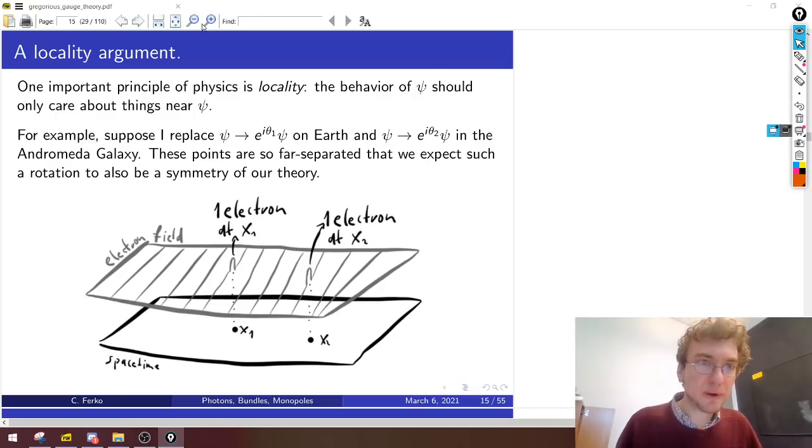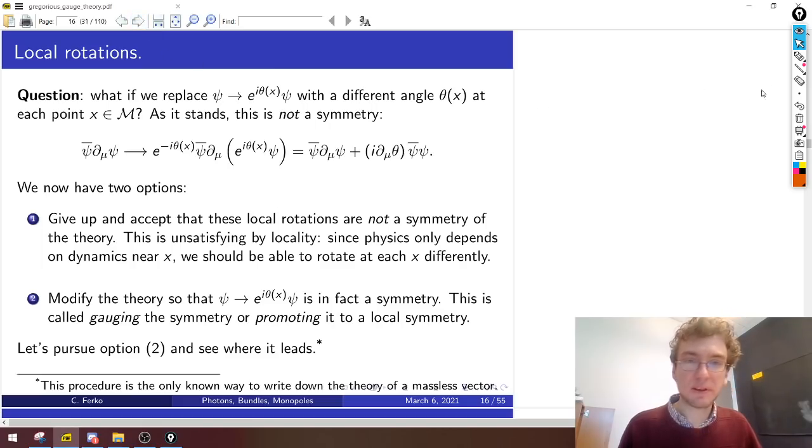So you could ask, where does this break down? What happens if we try to push this and instead replace psi by e to the i theta of x psi? So we're rotating it by a different angle theta of x at every point, right? This is the most general thing you could do, where you rotate by theta 1, theta 2, theta 3 at every different point. So this is certainly not a symmetry of some of the good terms we had written before.